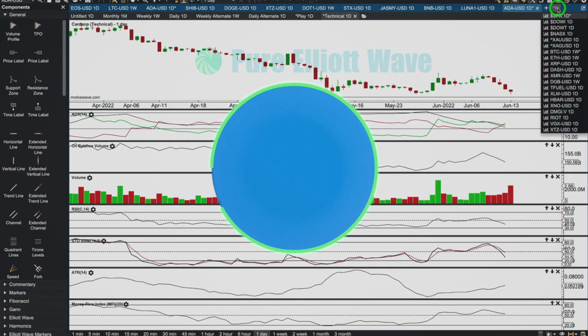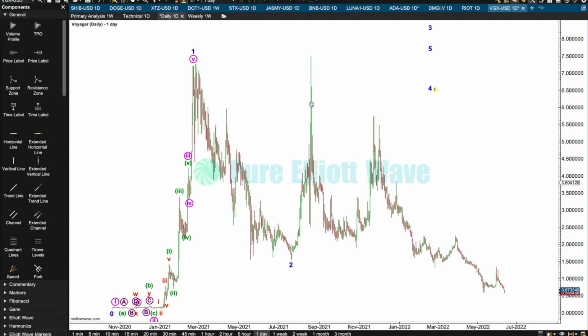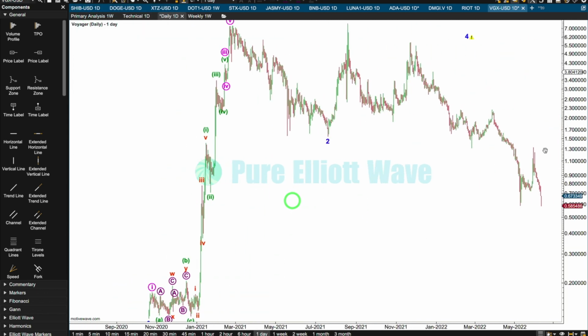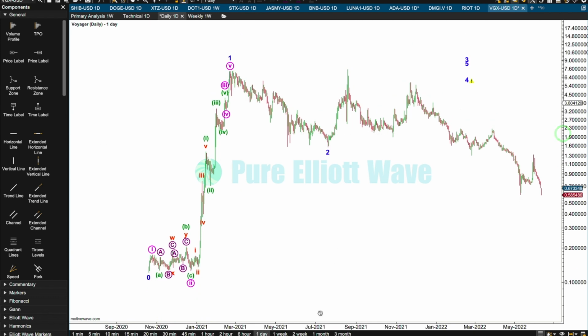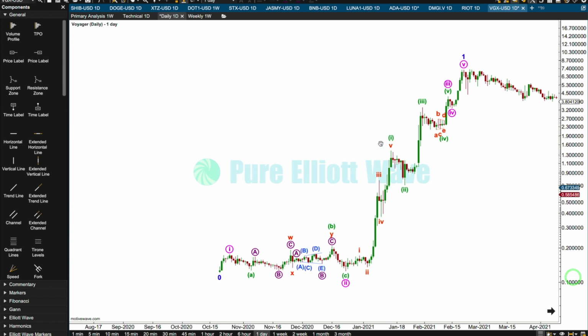Okay, let's have a look at Voyager, because someone asked me to have a look at this. Here's my last work for Voyager, and this is now invalidated. Let's make sure I'm viewing this on a semi-log scale for this. Wow, what a huge exponential growth. That's just a complete vertical movement in it, isn't it?